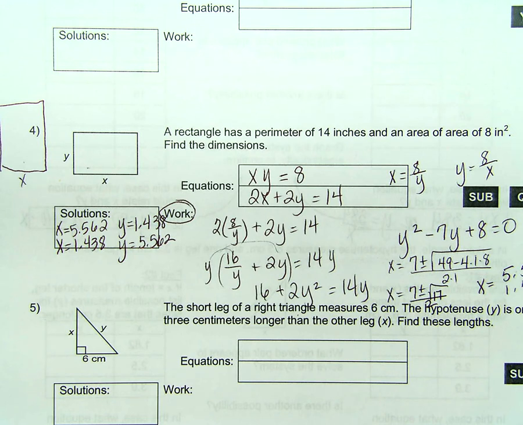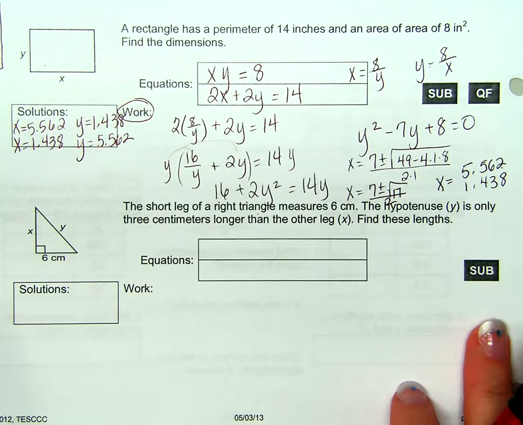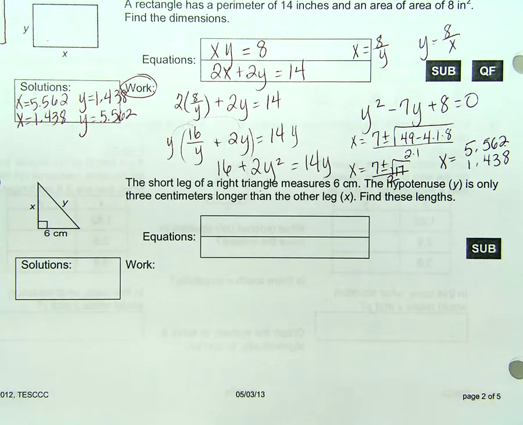What about 5? You don't like it? It probably doesn't like you either. The short leg of a right triangle measures 6 centimeters. The hypotenuse is only 3 centimeters longer than the other leg. Find the lengths.